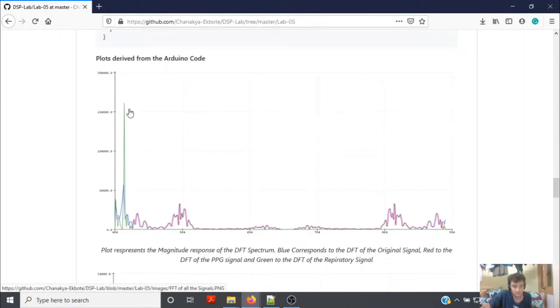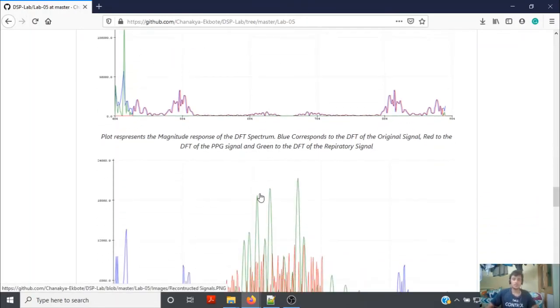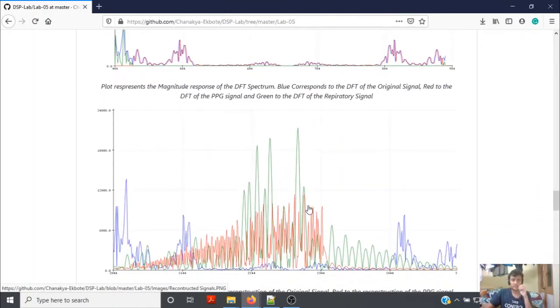So you can see that the filtration has happened. This green thing corresponds to the DFT of the PPG signal, and that exists only from here till here, and everywhere else it's 0. The blue represents the FFT or the DFT of the original signal. As you can see, the blue exists through the entire frequency duration, and the red corresponds to the PPG signal. Hence, you can see that at the initial part it doesn't exist, but exists later on. And the reconstructed signals are as follows.